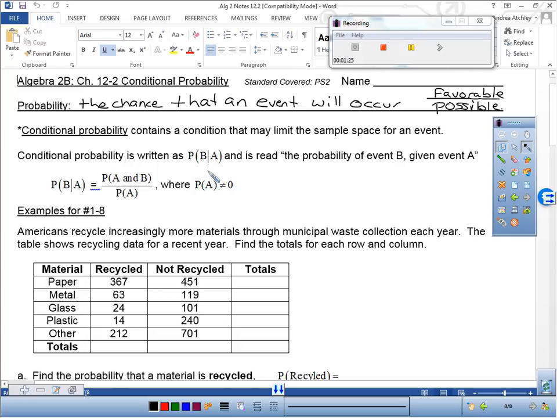The line means the word given. Event A. And it reads the probability of event B given event A. Okay, and it's the probability of B given A equals the probability of A and B divided by the probability of A, where the probability of A cannot equal 0, because you can't divide by 0, which we've already talked a ton about in chapters 9 and trig. Okay? So let's see how this works.